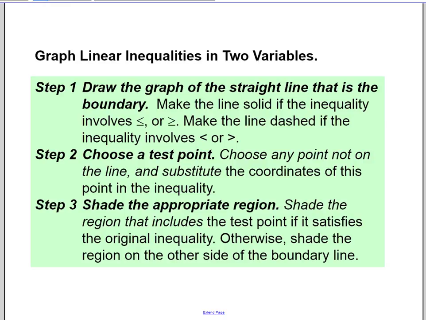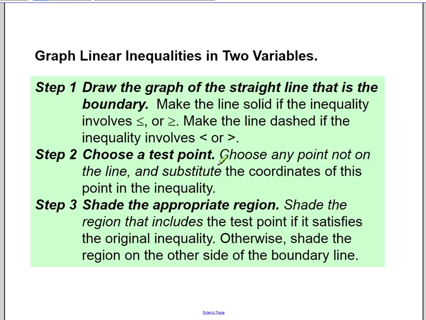The first step is to draw the graph of the straight line that is the boundary. Now, if our inequality has a less than or equal to or greater than or equal to, the line that we're going to draw is going to be a solid line. If the inequality involves a less than or greater than, instead of drawing a solid line, we're going to be drawing a dashed line. Step number 2 is to choose a test point.